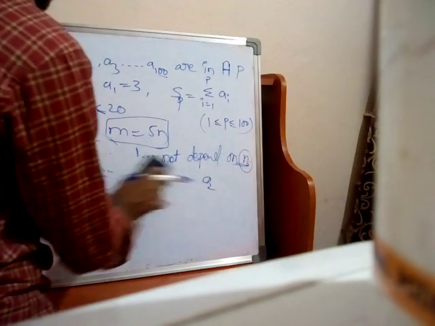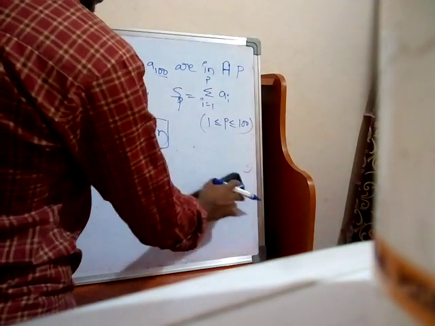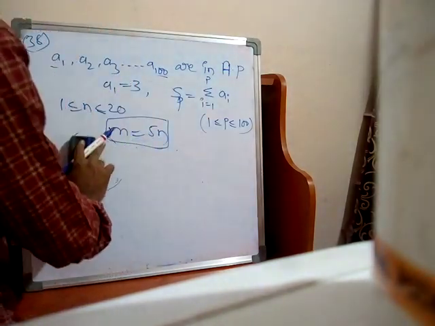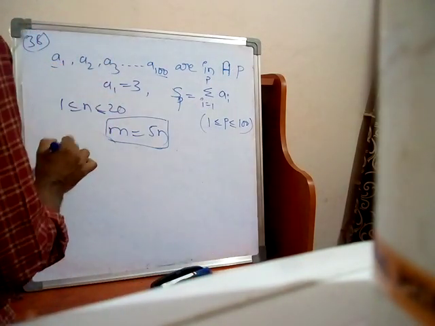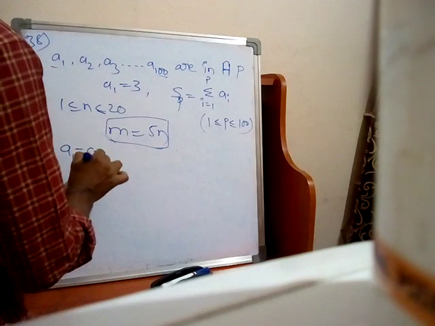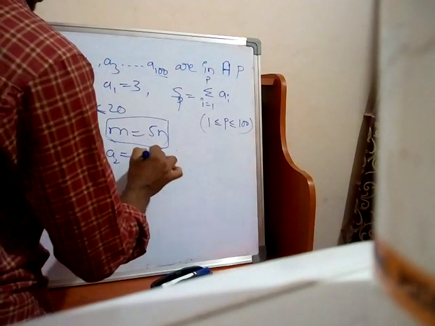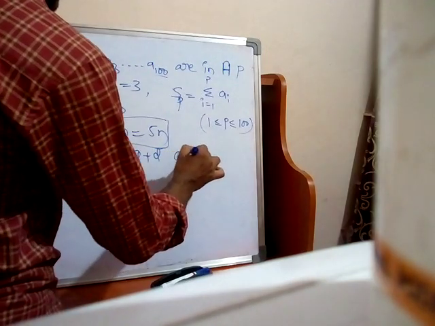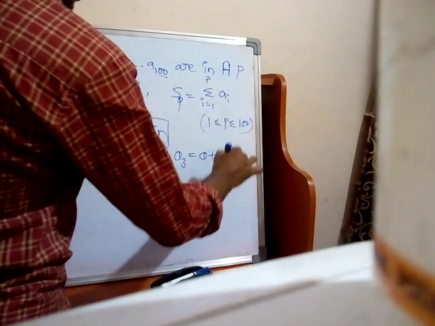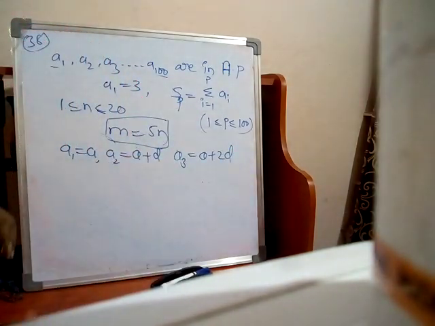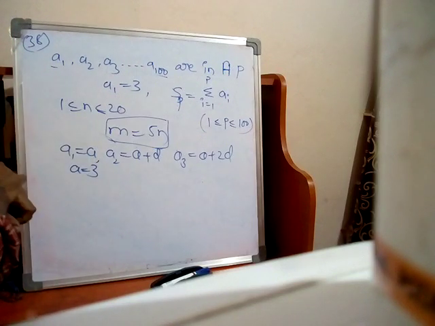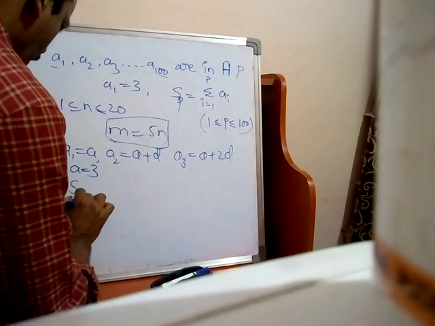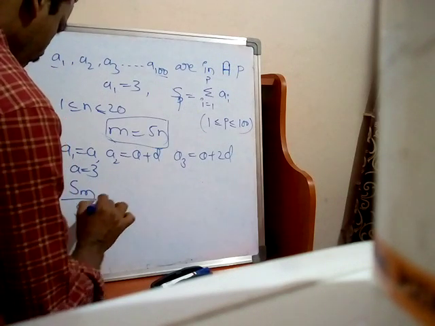So here we have to find the Sm by Sn ratio. Given the first term A1, A1 is equal to A, A2 is equal to A plus D, A3 is equal to A plus 2D, first term, second term, third term, like that. So here A1 is equal to 3 means A is equal to 3, given. So we have to find Sm by Sn.